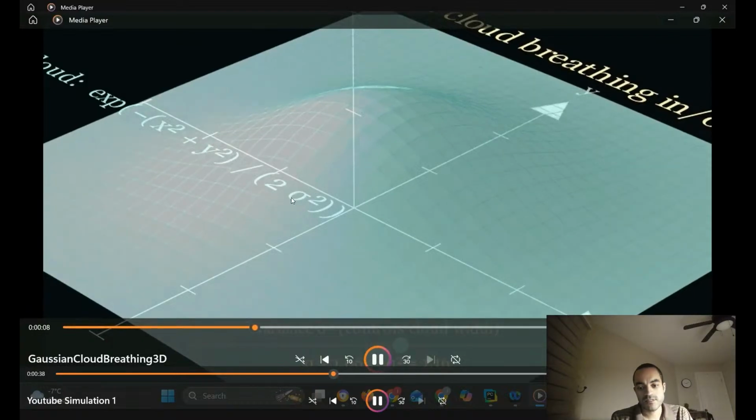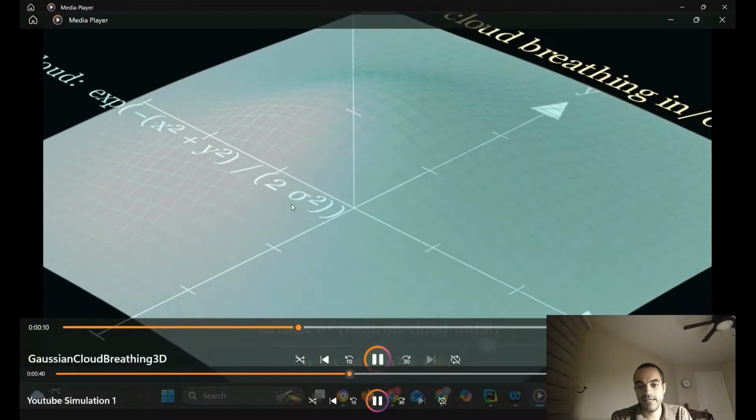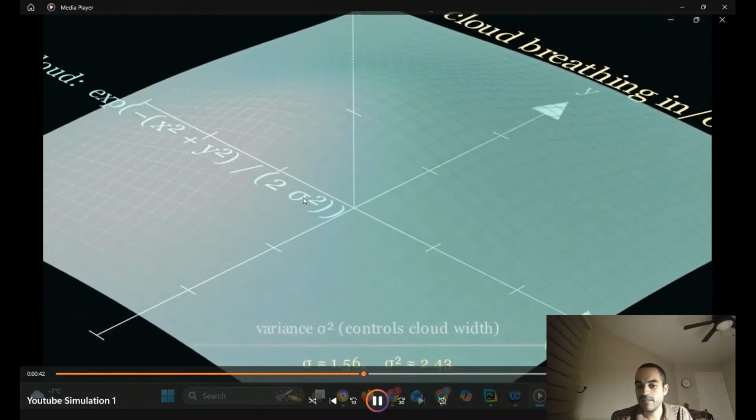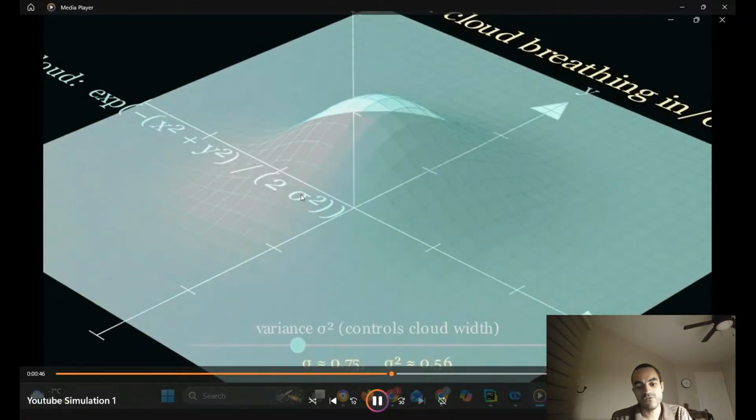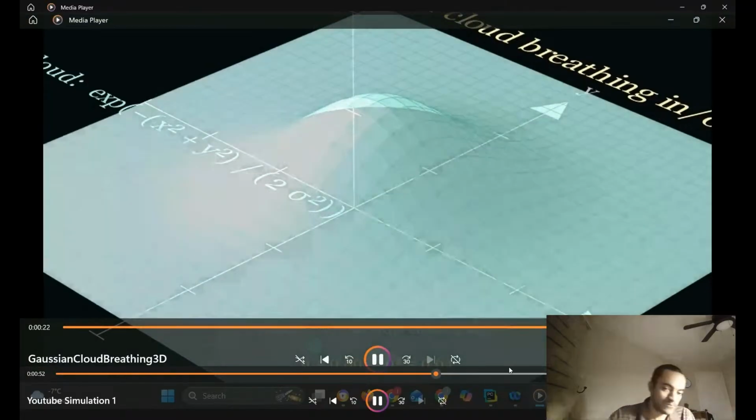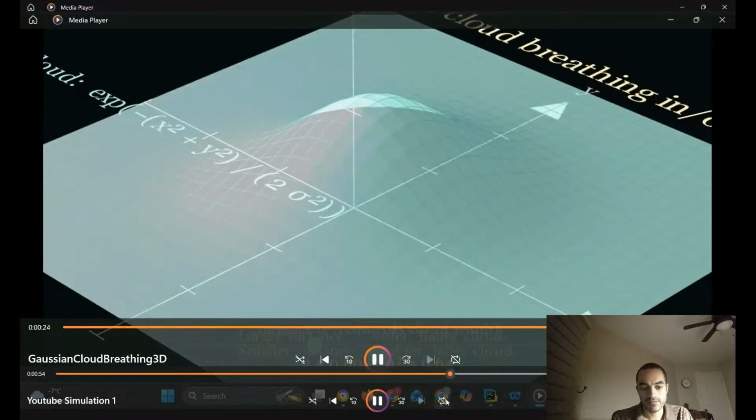Now, what does this sigma mean? Again, for anyone coming in, we're talking about the three-dimensional surface of a bell, a Gaussian cloud. That's what I want to talk about.